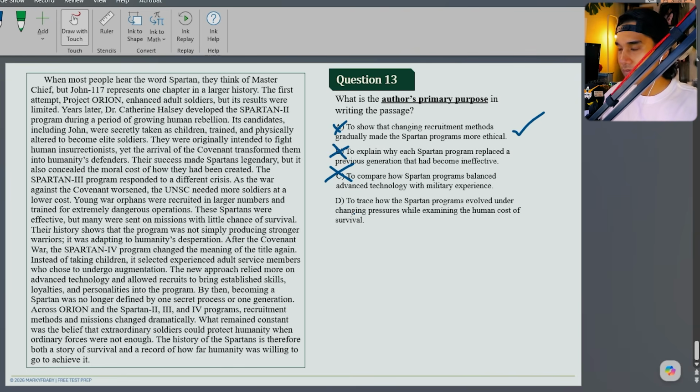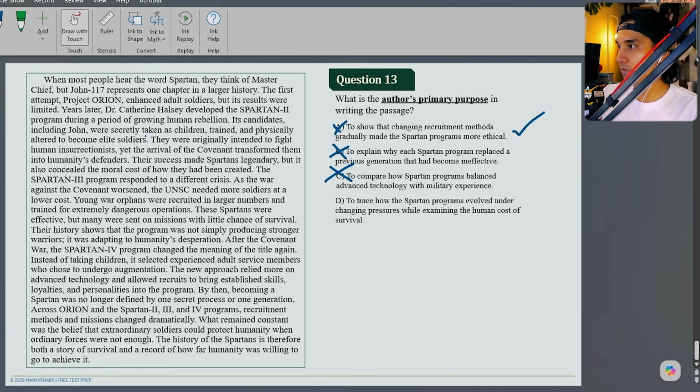And that's just the peanut butter jelly sandwich put together, right? That's all of it, and cut up in squares or triangles, however you want it. Okay? This gives us everything. This gives us that the Spartan program did evolve, right? Project Orion enhanced adults, but the results were limited. We got very limited detail about that, but we learn about Project Orion. And then the Spartan 2 program came up because of the human insurrectionists, and later on they battled the Covenant. So we're seeing here that it's evolving.